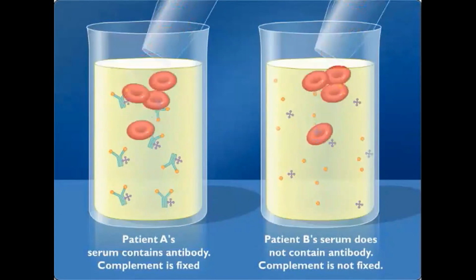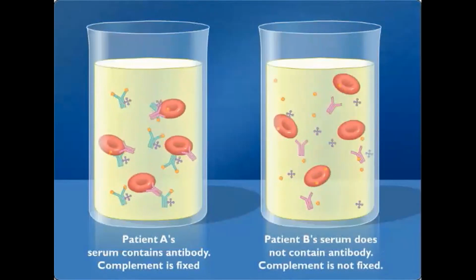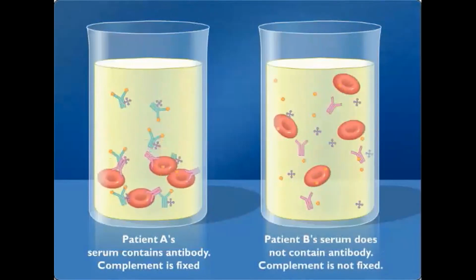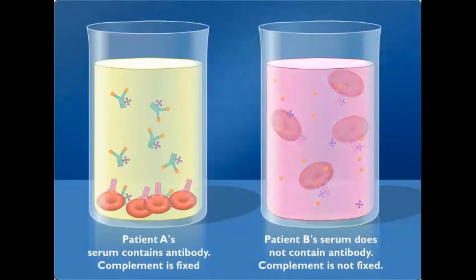To determine whether complement has been fixed, sheep red blood cells and antibodies against sheep red blood cells are added. In patient A's serum, the complement is already attached to the antigen-antibody complexes in the serum and cannot induce sheep red blood cell lysis. Consequently, the red blood cells settle to the bottom of the tube. In patient B's serum, the complement is free to react with sheep red blood cells antibody complexes, resulting in lysis of the sheep red blood cells. The serum turns a pink color as the red blood cells lyse.